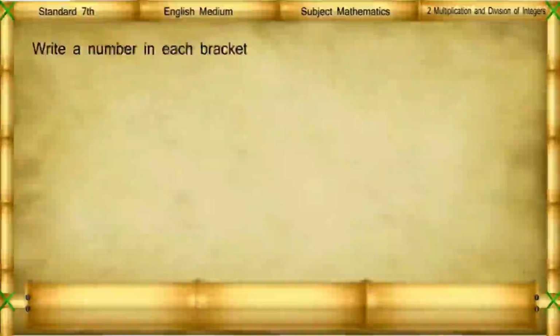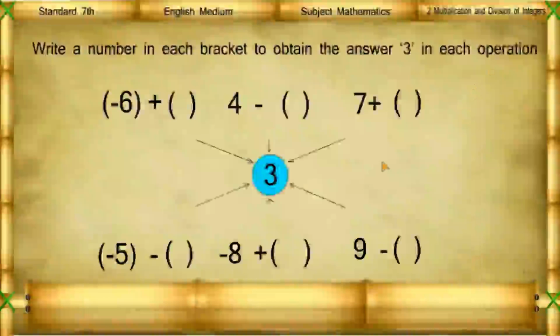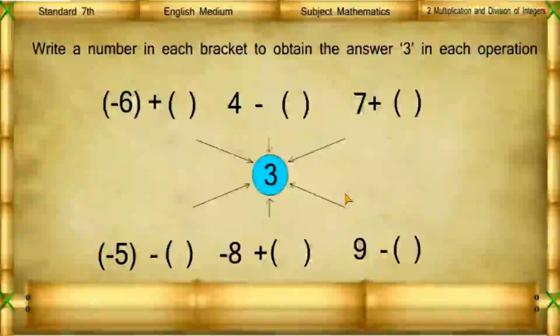Write a number in each bracket to obtain the answer 3 in each operation. -4, bracket close, equals to, bracket open, 13, equals to, bracket open, 3 plus, bracket close, plus, bracket open, 6 minus, bracket close, 3, equals to, bracket open, 4 minus, bracket close, plus 73, minus, bracket open, 5 minus, bracket close, is equal to, bracket open, 2 plus 3, minus 9, bracket close, is equal to, bracket open, 63, equal to, bracket open, 5 plus, bracket close, plus 83.